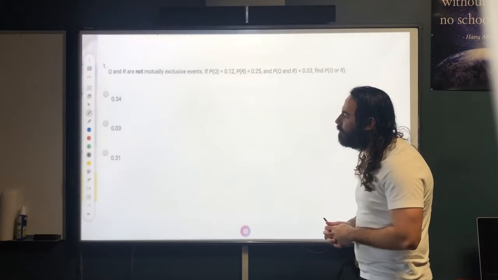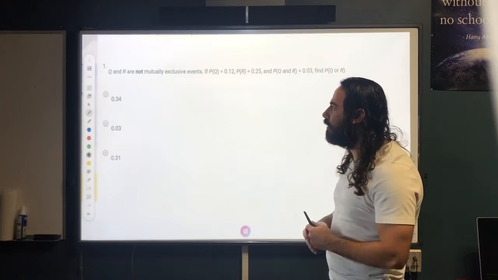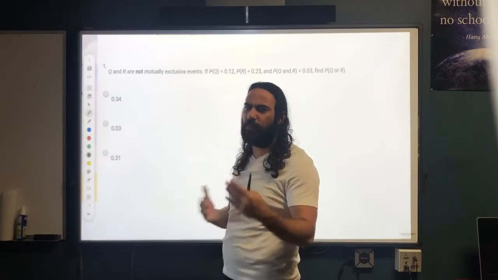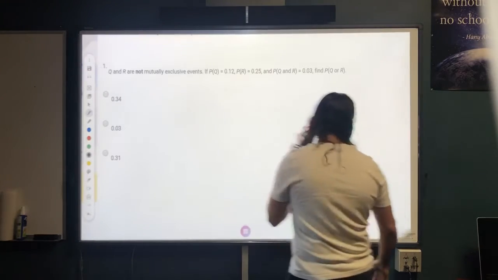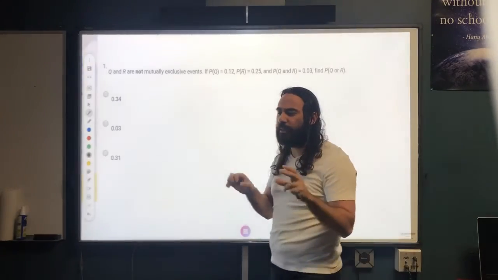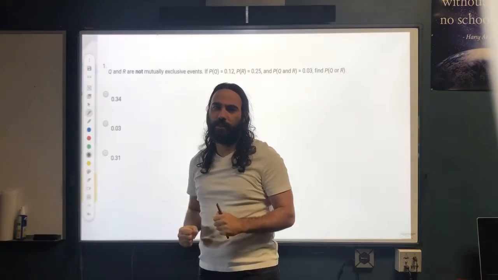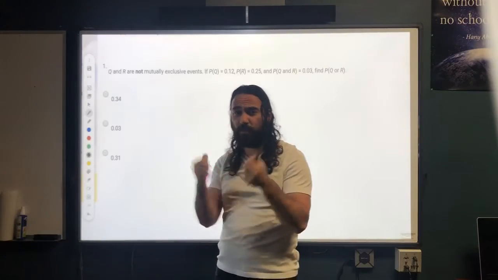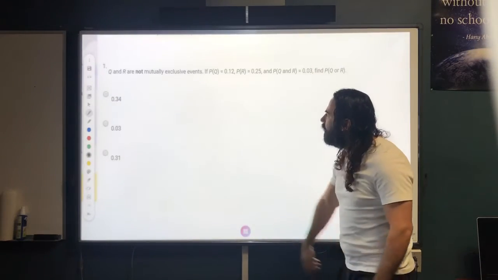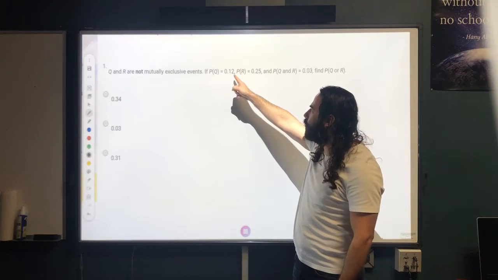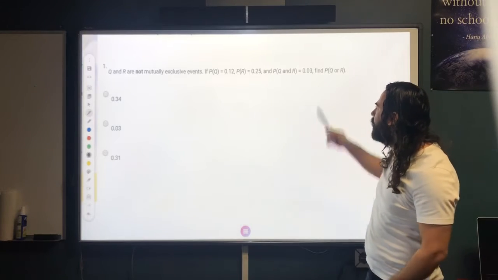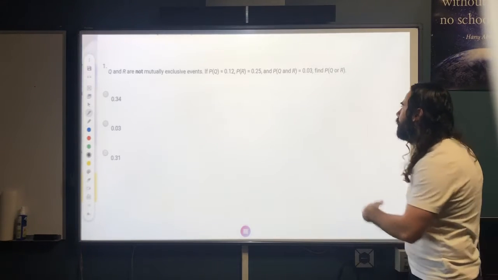So my first question is that if Q and R are not mutually exclusive events, okay? Again, what is mutually exclusive and not mutually exclusive? For example, if we have two events and there is nothing in common between them, it means that they are mutually exclusive. But if there's something in common between these two events, then they are not mutually exclusive. So here, if the probability of Q is 0.12 and the probability of R is 0.25, and the probability of Q and R is 0.03, find the probability of Q or R.